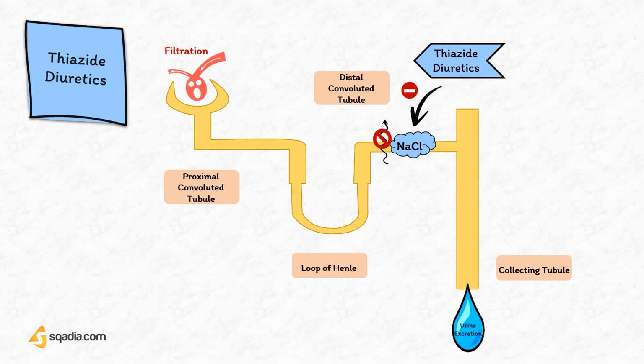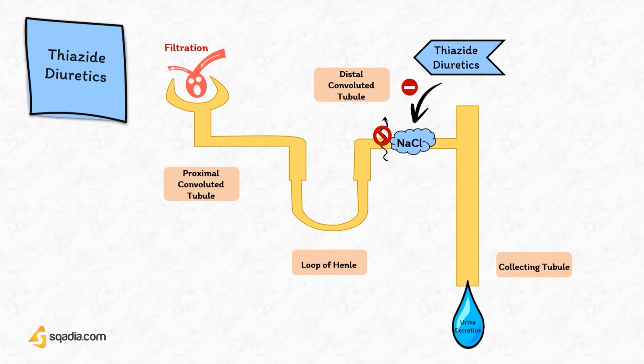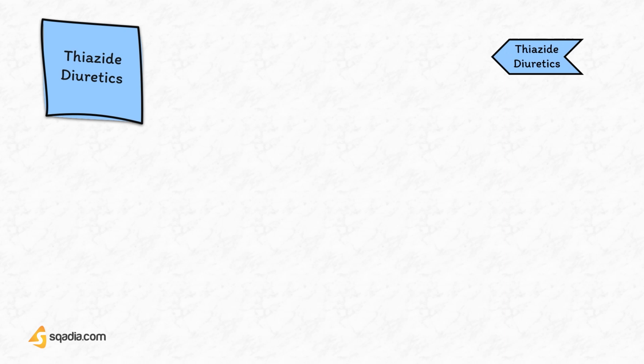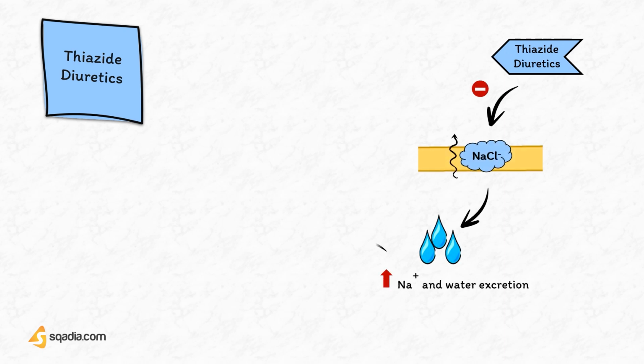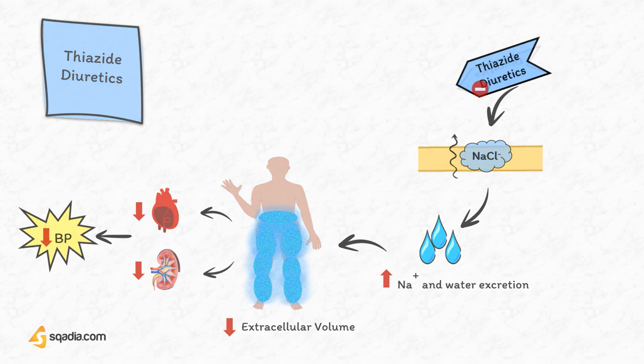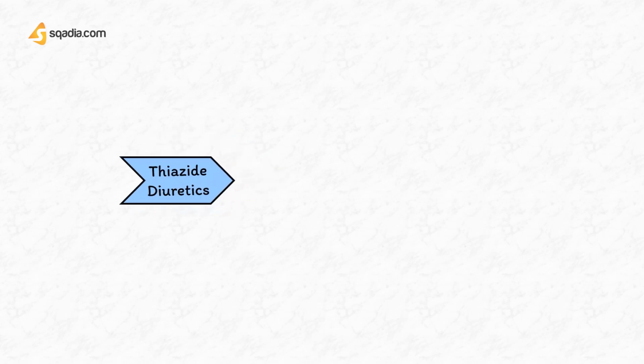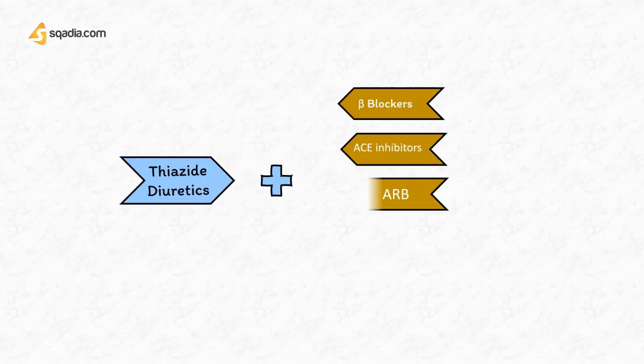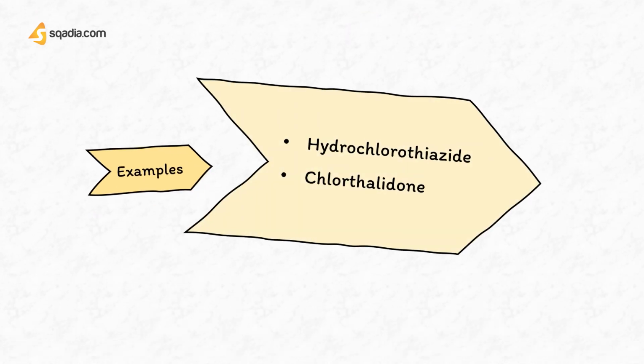It lowers the blood pressure by increasing sodium and water excretion. This decreases extracellular volume, resulting in lower cardiac output and renal blood flow. With long-term use, peripheral resistance decreases. Thiazides are useful in combination therapy with a variety of other antihypertensive agents, including beta blockers, ACE inhibitors, ARBs, and potassium-sparing diuretics. Common examples are hydrochlorothiazide and chlorthalidone.